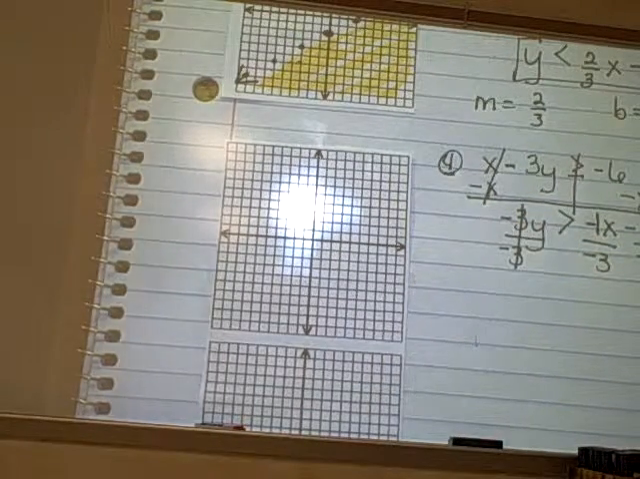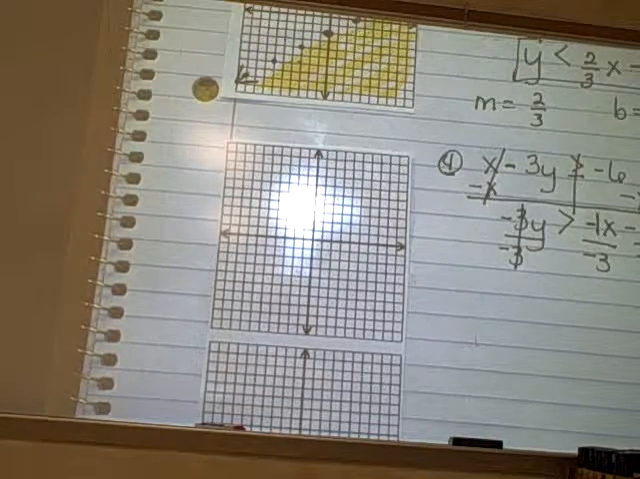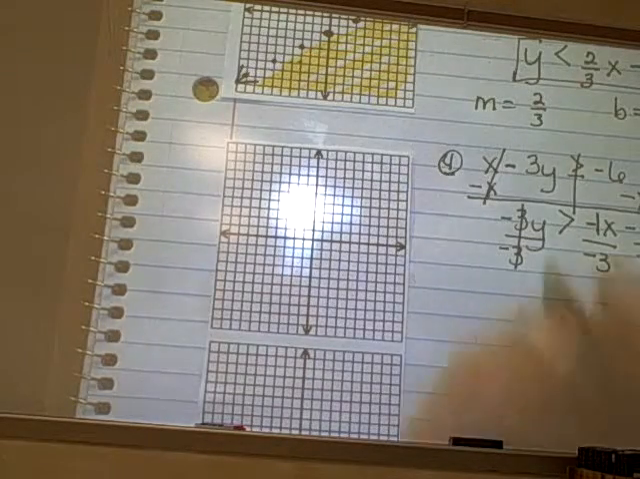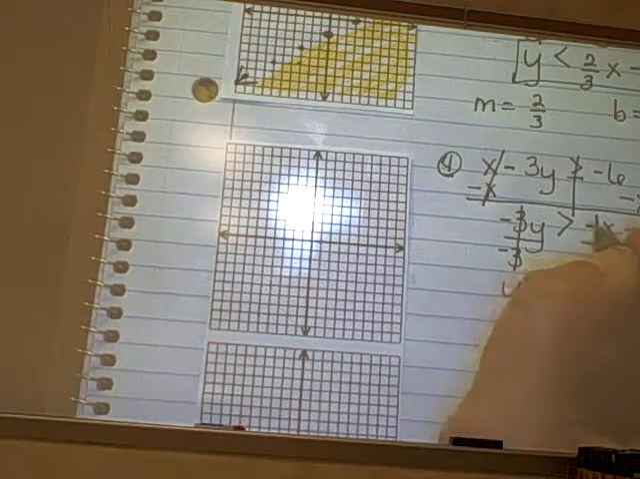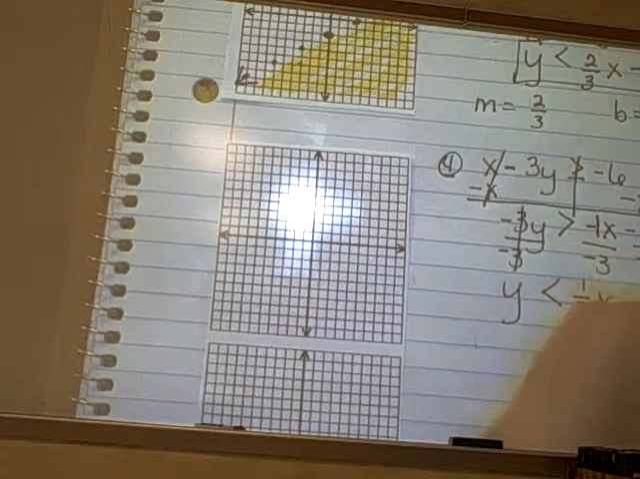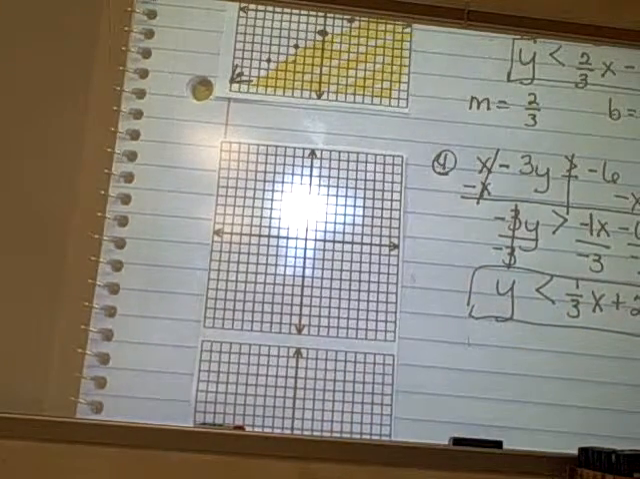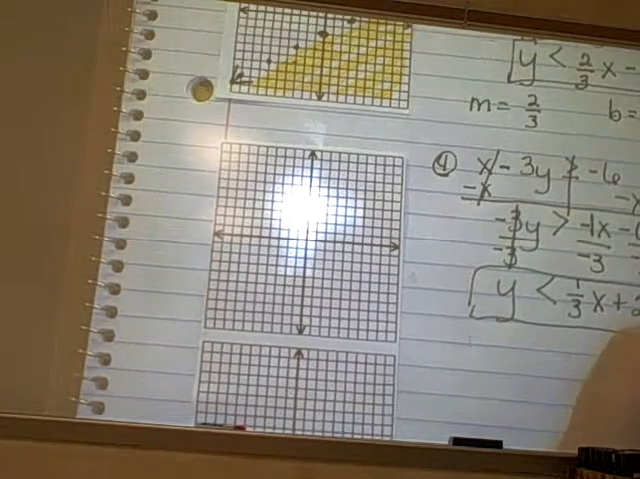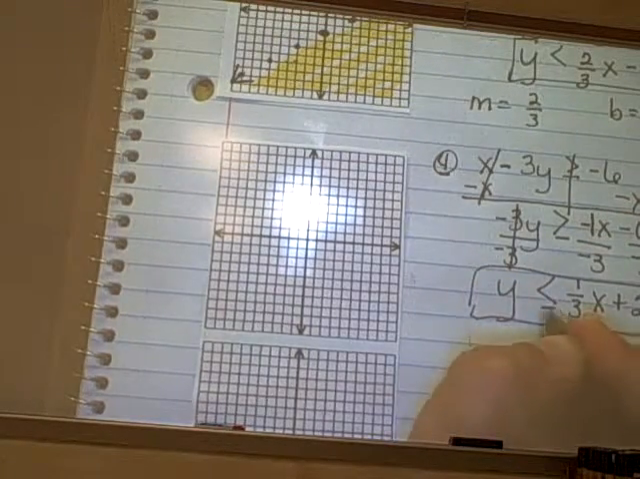You notice every one of these slopes is turned into a fraction, and that's okay. For the one time in your life in math, fractions are perfect. That's what you want. So here I get y. I divided by negative, so we've got to switch the arrow. Negative 1 over negative 3 is a positive 1/3 x. Negative 6 over negative 3 is a positive 2. So m is 1/3. B is 2.